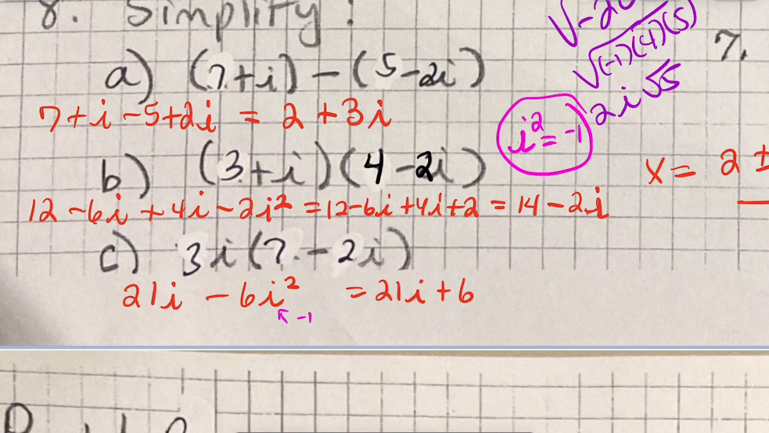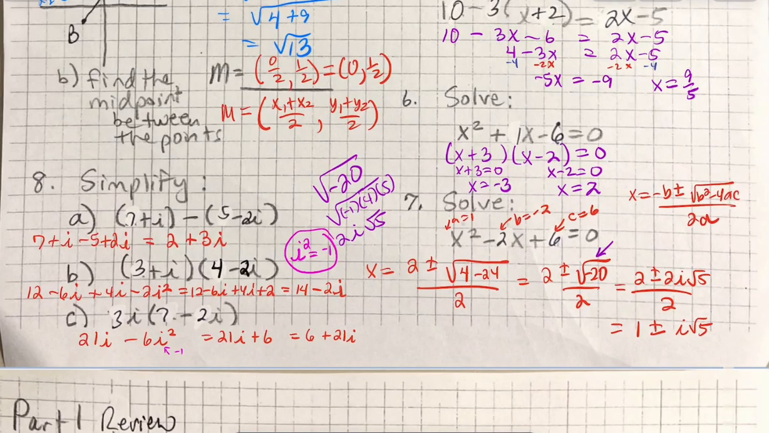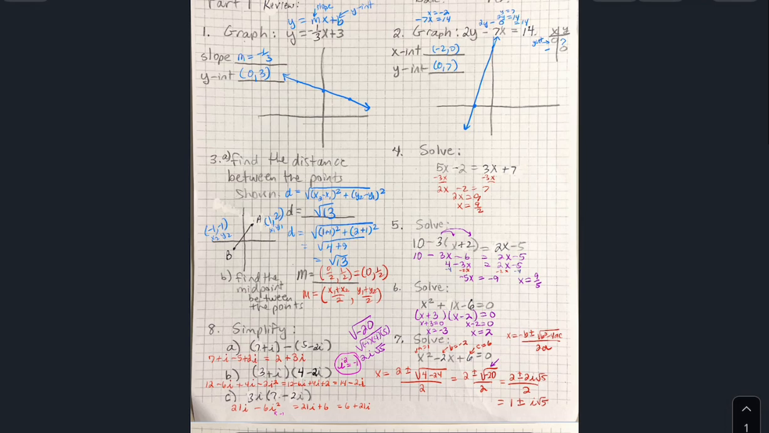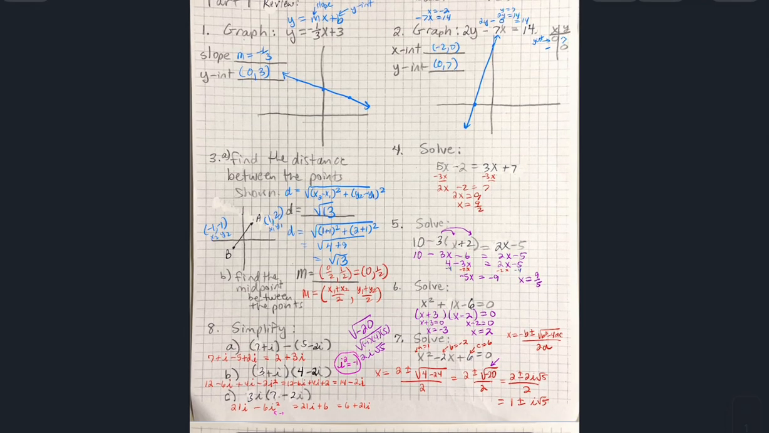The i terms and the number terms cannot be combined. If you wanted to write it in standard form for a complex number, usually the number part will come first and the i part will come second. There's no penalty there. If you write 21i plus 6 or 6 plus 21i, they're the same exact thing. Okay. So that is a good indication of the front of part 1. Do we have any questions on that first section, 1 through 8?